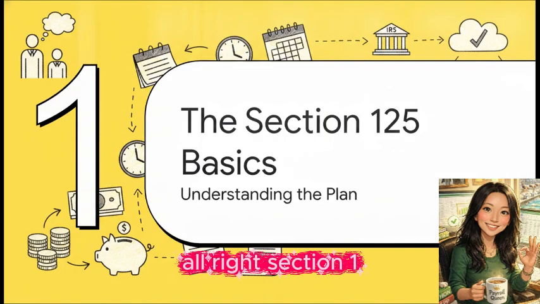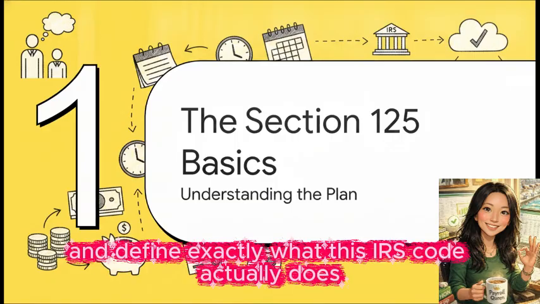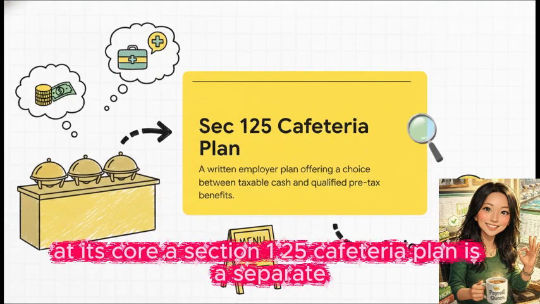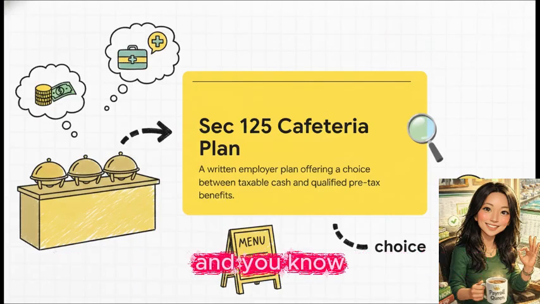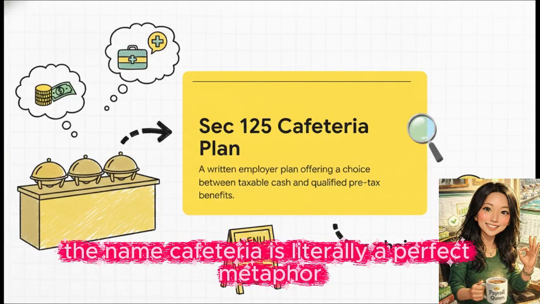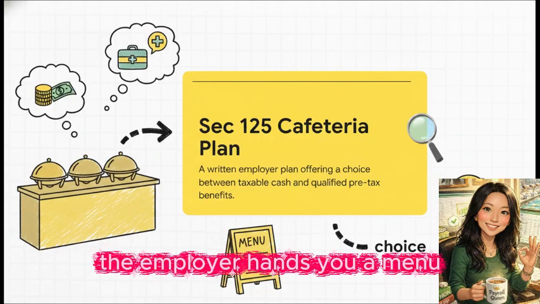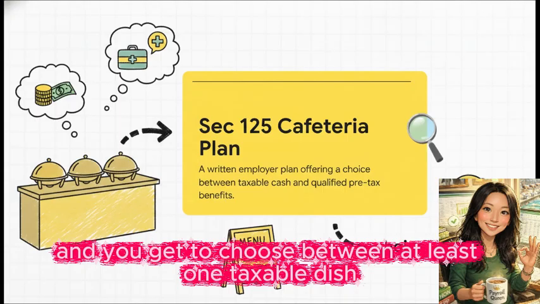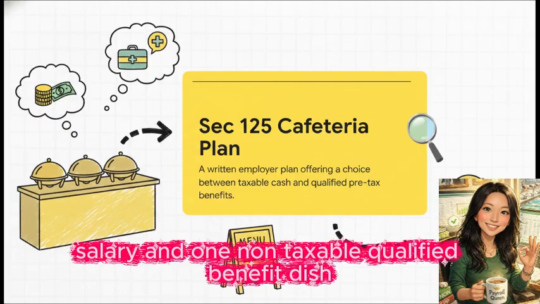All right, Section 1, the Section 125 basics. Let's start right at the foundation and define exactly what this IRS code actually does. At its core, a Section 125 cafeteria plan is a separate, written plan maintained by an employer. And the name cafeteria is literally a perfect metaphor. Picture yourself walking down a buffet line. The employer hands you a menu, and you get to choose between at least one taxable dish, which is usually just your regular cash salary, and one non-taxable qualified benefit dish.